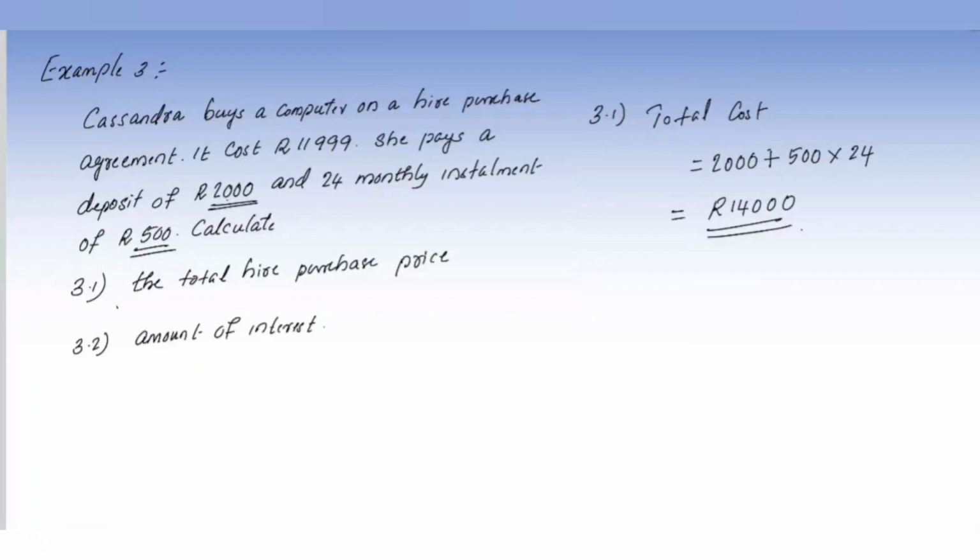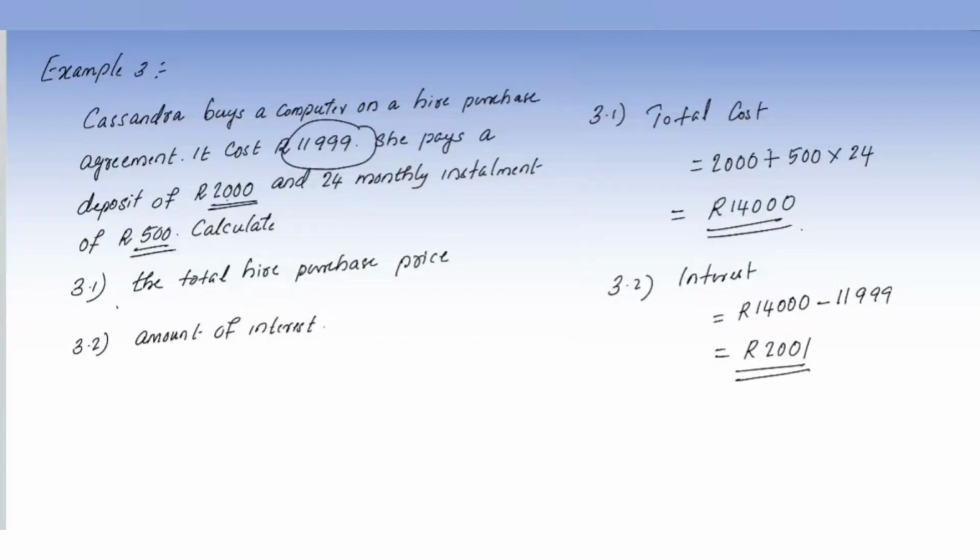So we are done. Okay, then 3.2, the amount of interest. Because the actual price is 11,999 and the total cost is 14,000, just take the difference, that is going to be the interest. 14,000 minus 11,999. Just subtract, and you will get the answer. So the answer is 2,001. So this is the interest that you have to pay.